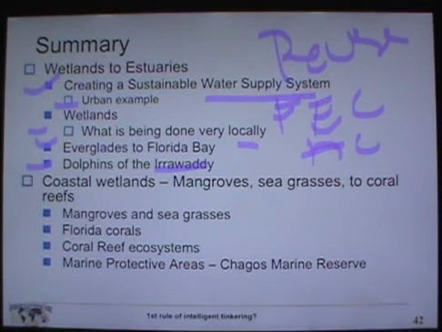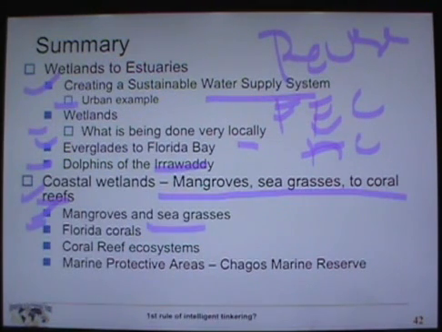estuarine systems. Coastal wetlands, mangroves, seagrasses to coral reefs. Looked at mangroves and seagrasses, how important those mangroves are for protecting the shoreline and protecting and supporting actually us. Florida corals, a lot more extensive than you think, goes from Dry Tortugas all the way around to the St. Lucie Inlet, hundreds of miles. Coral reef ecosystems and marine protected areas in the Chagos Marine Reserve.